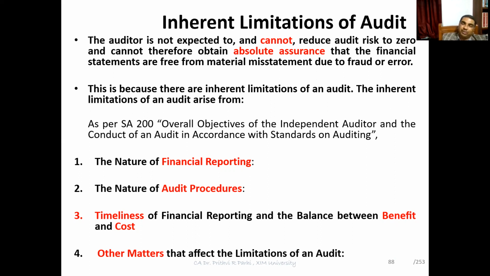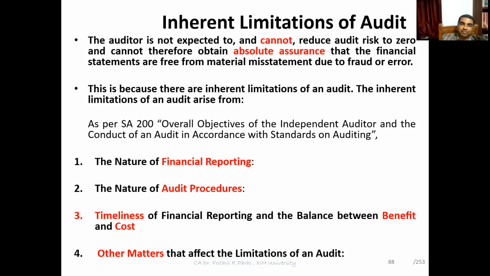Okay. So if you refer to Standard on Auditing SA 200, the overall objectives of the independent auditor and the conduct of an audit in accordance with the standards on auditing, that standard discusses the nature of financial reporting. That particular standard identifies some of the inherent limitations. And according to that standard, these inherent limitations arise from these points.